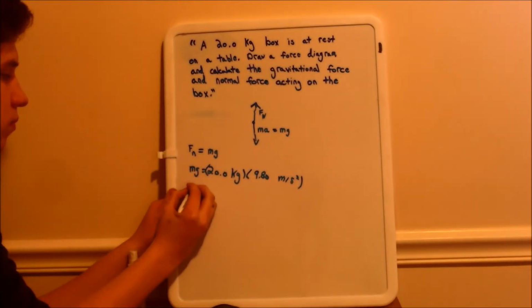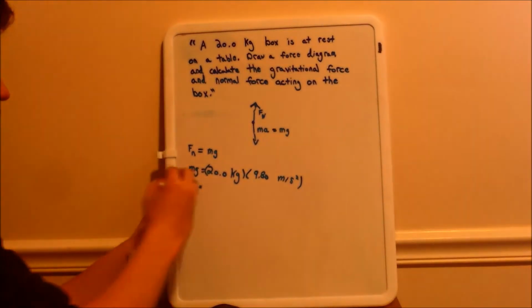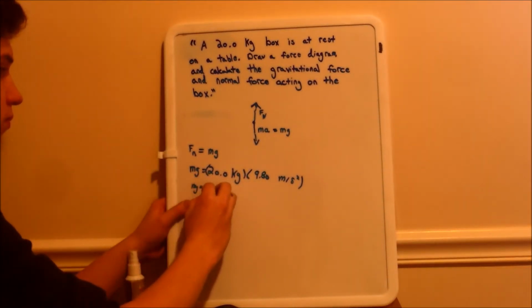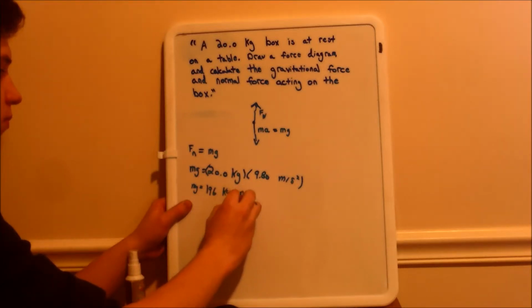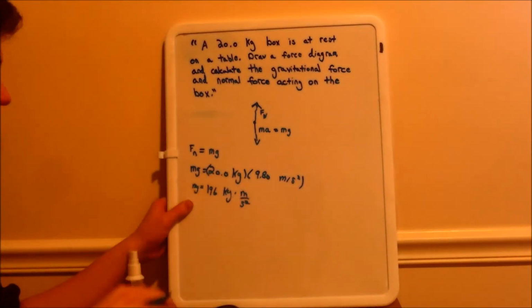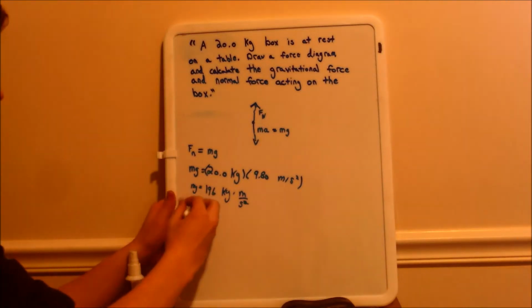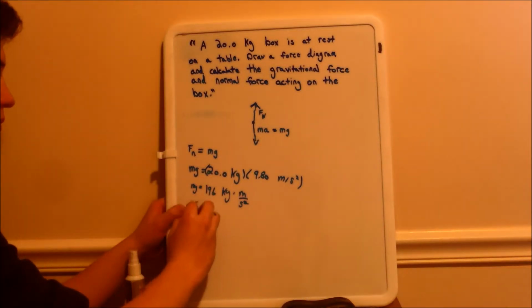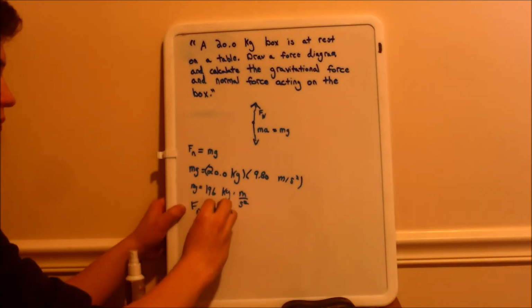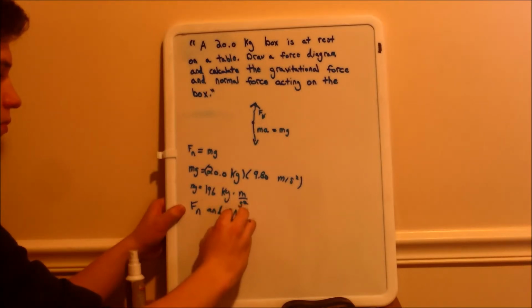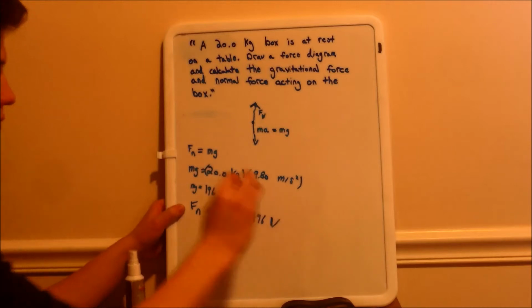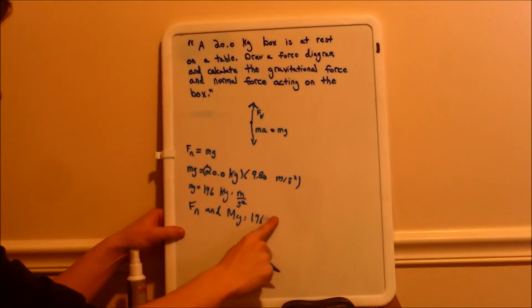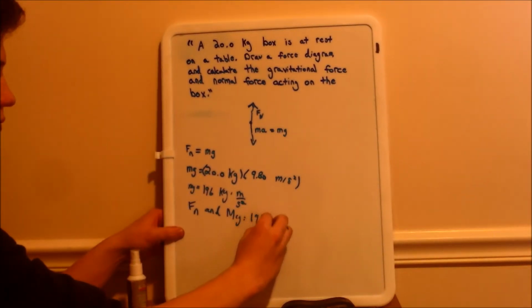Using this information, we can solve for the force of gravity on the box, and because we know normal force is equal, we know that they will both be 196 kilograms times meters per second squared. And if you remember from the previous part, we know that kilograms times meters per second squared are the same as newtons. So the final answer is both normal force and force of gravity are equal to 196 newtons.